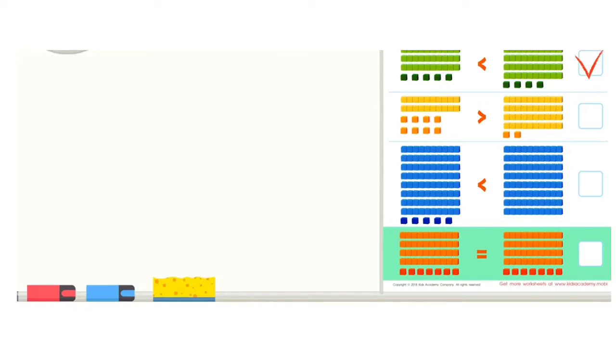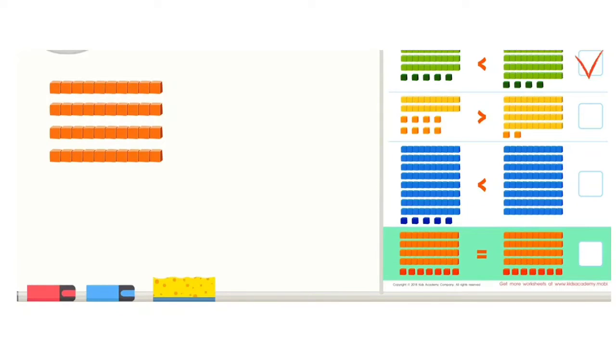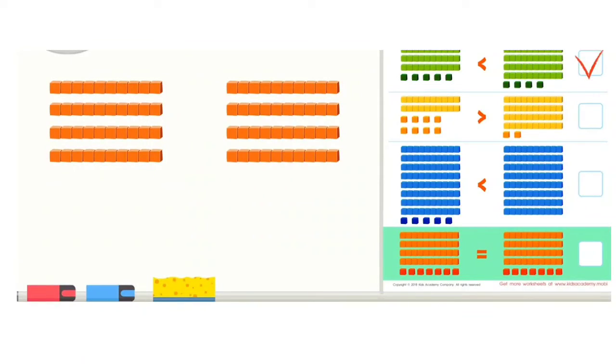Again, let's count the base 10 blocks and see how many there are in each problem. Let's start with the longs on the left. There's 1, 2, 3, 4, which means there's 40. Let's count the longs on the right. There's 10, 20, 30, and 40. Also 4 longs. So if they both have 4 longs, let's count the cubes.